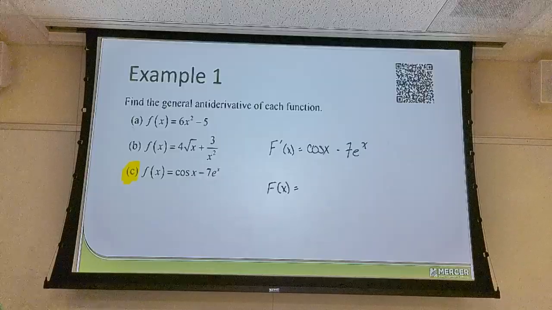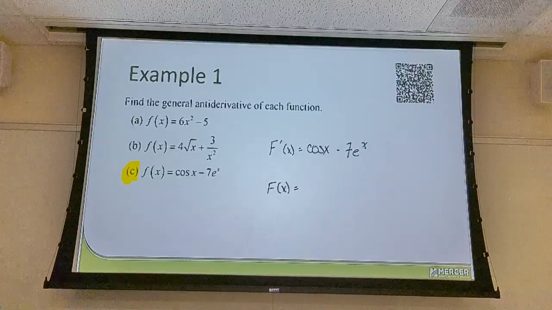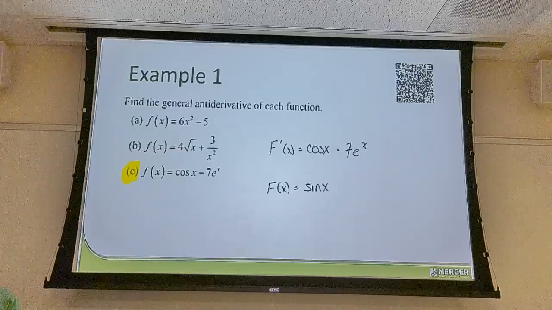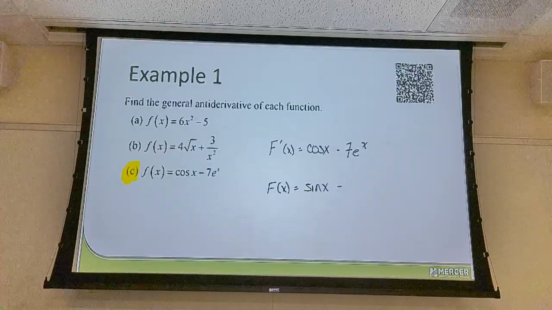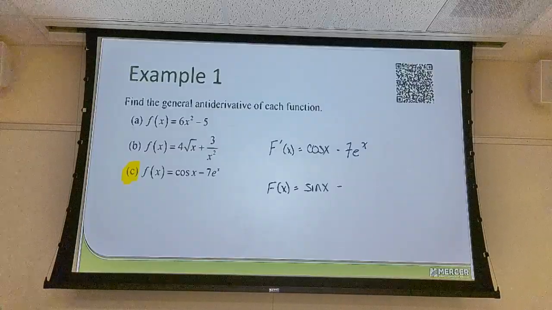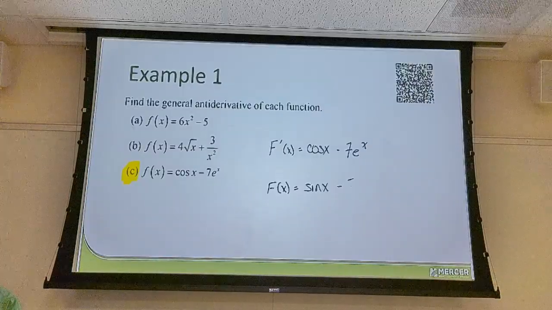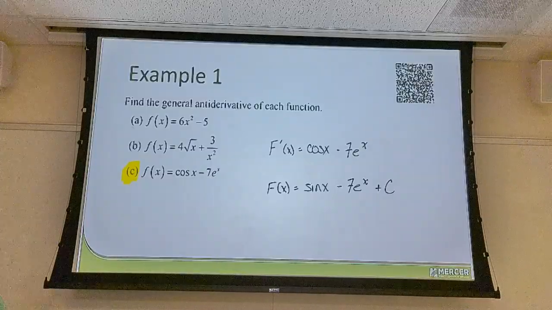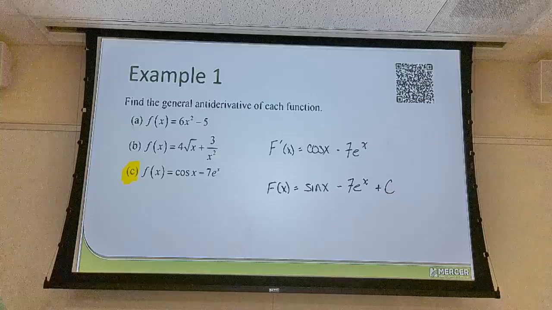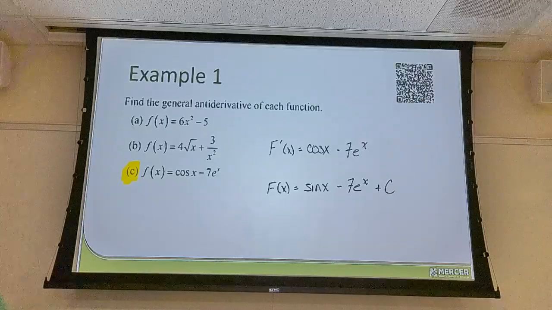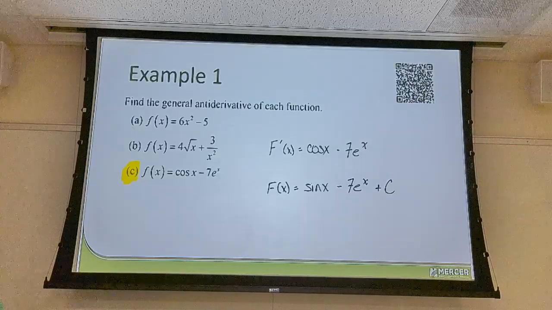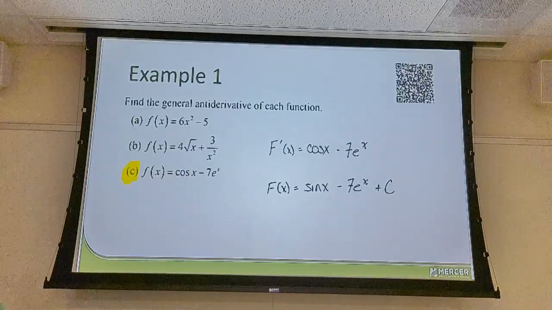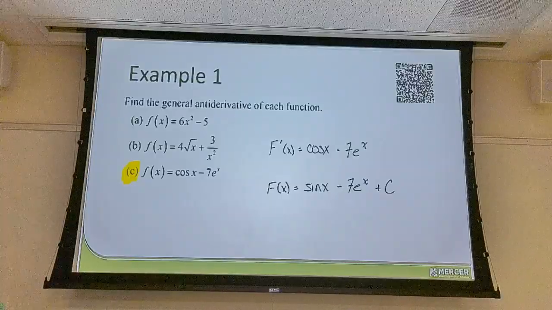What function has derivative cosine of x? What function has derivative 7e to the x? Now add your constant. And just check. Take its derivative. Derivative of sine is cosine. Derivative of 7e to the x is 7e to the x. Derivative of a constant, 0. That's your antiderivative.